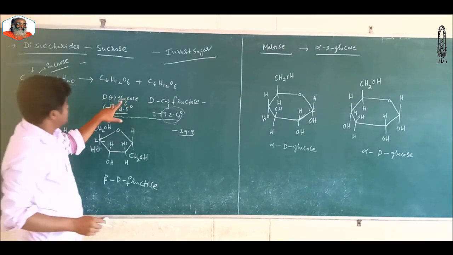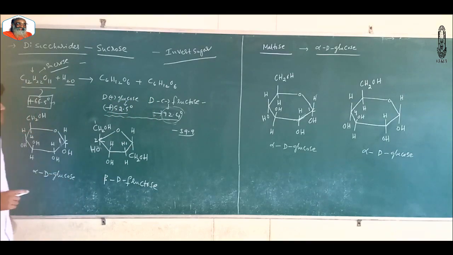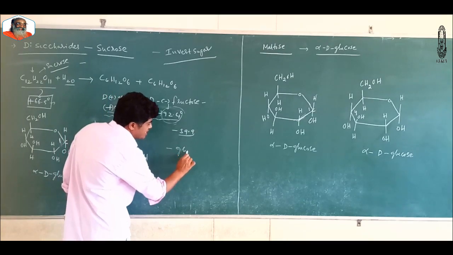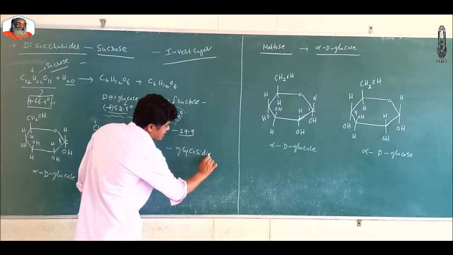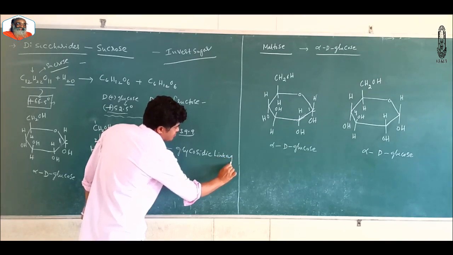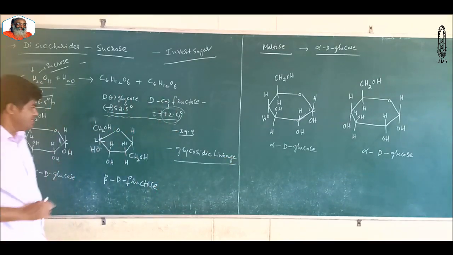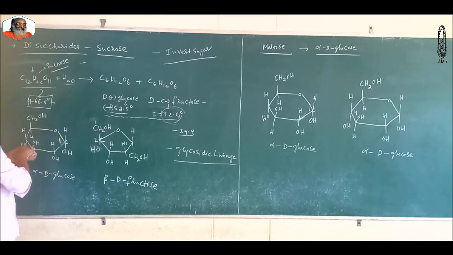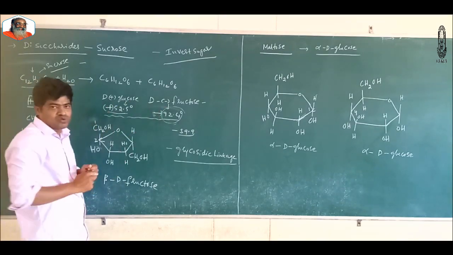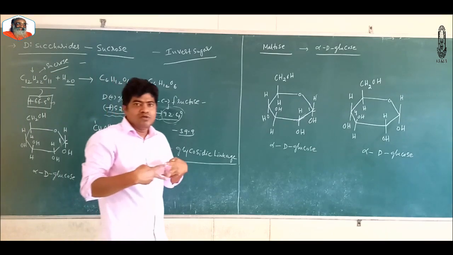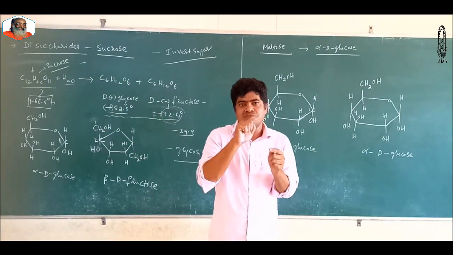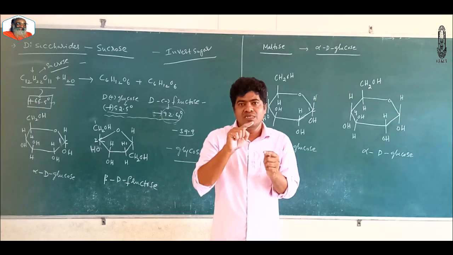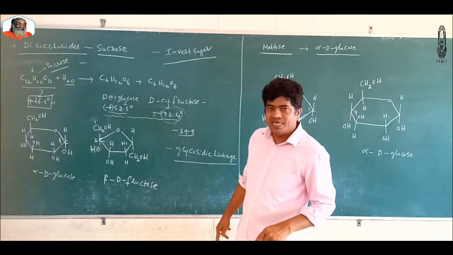And these 2 units, D glucose and D fructose, are linked to each other by an oxygen atom, by the loss of a water molecule. Such a linkage is called glycosidic linkage. Please remember here, these 2 units, D plus glucose and D minus fructose, are linked together through an oxygen atom by the loss of a water molecule. Such linkage is called glycosidic linkage.